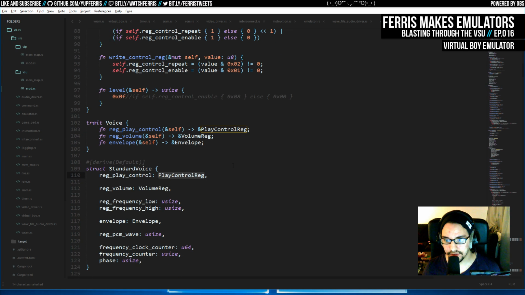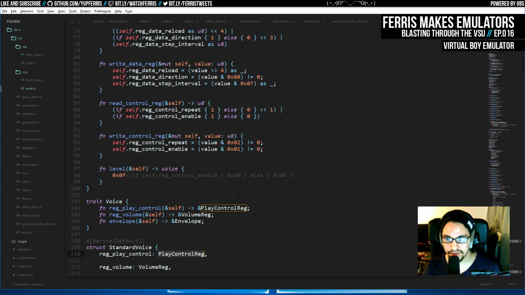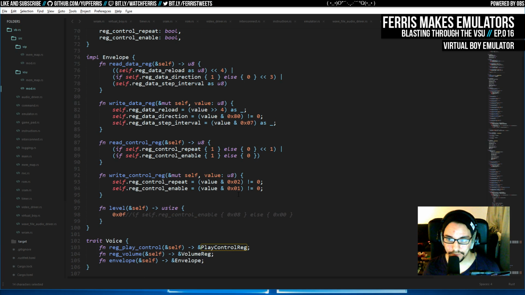So the envelope isn't really doing anything. The volume registers are actually doing stuff, and I think I'm looking at 1 bit in the play control right now, so it is a bit wrong, but that's all right.